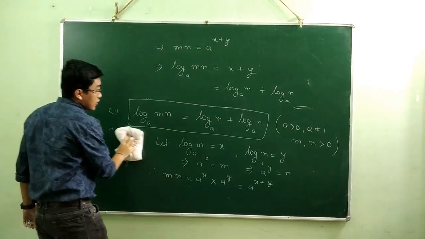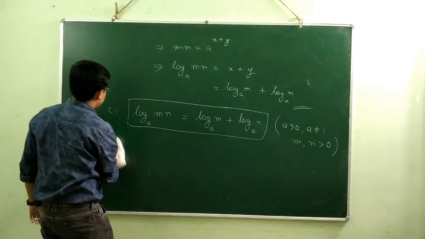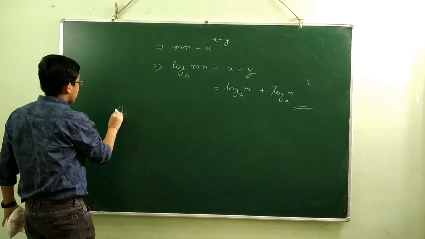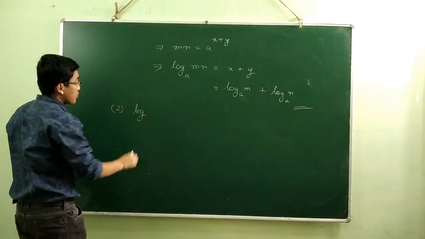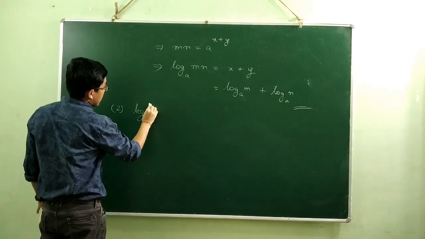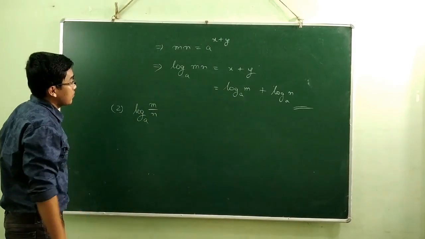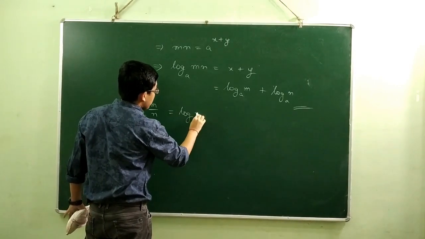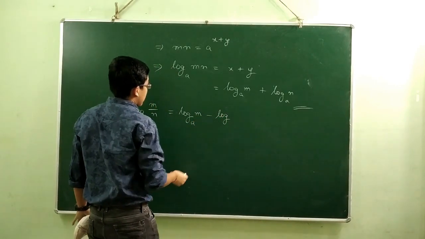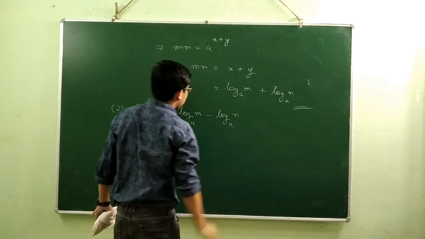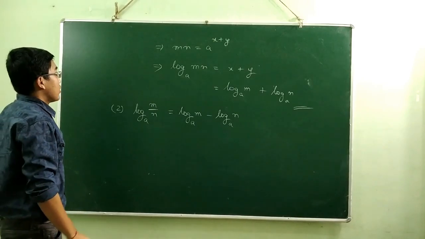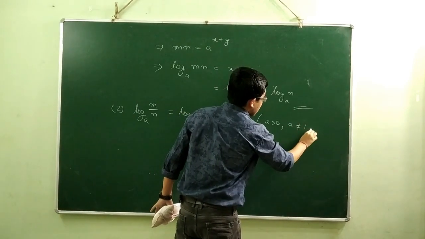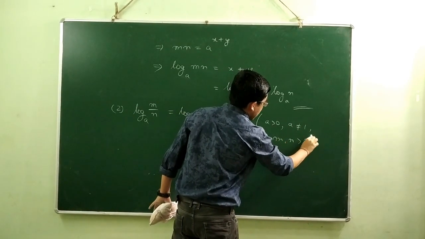Next, coming to the second law, this says log base a of m by n is equal to log base a m minus log base a n. Again, same, this a should be greater than 0, and m, n greater than 0.